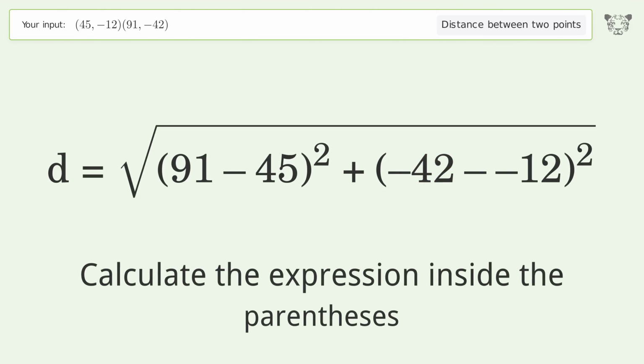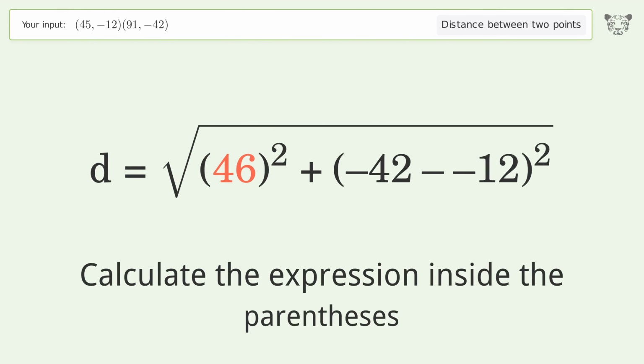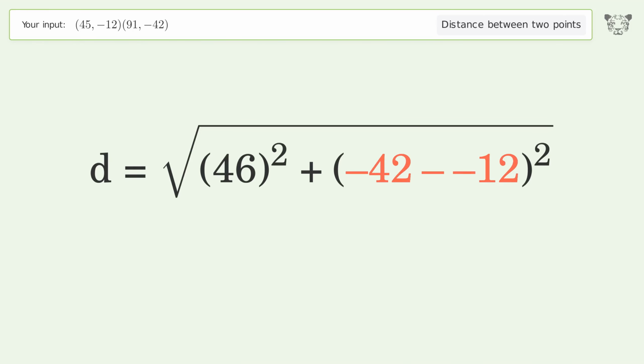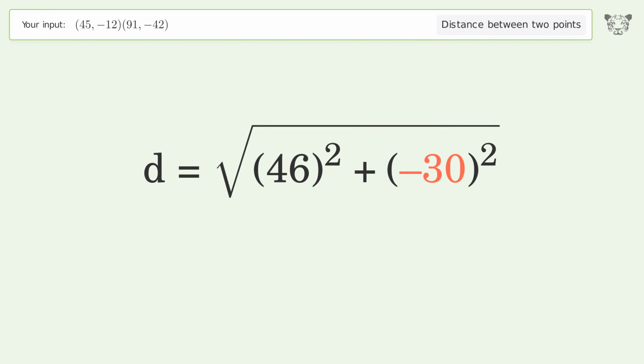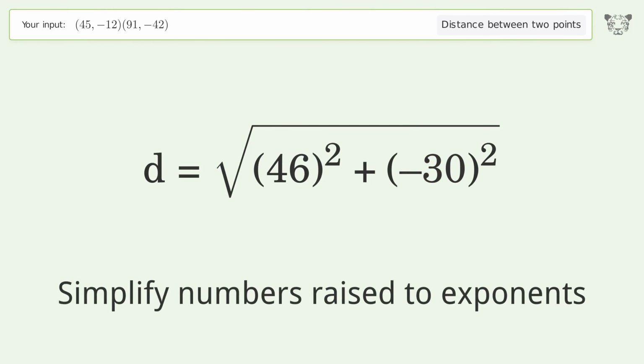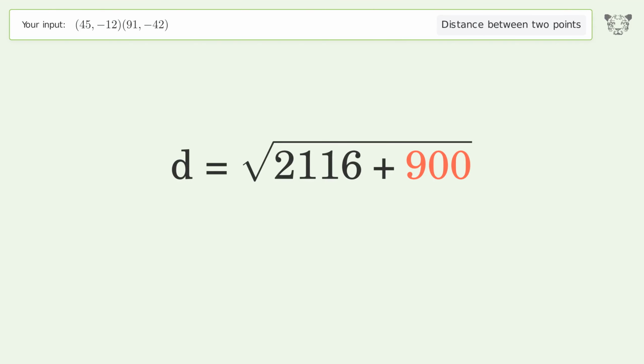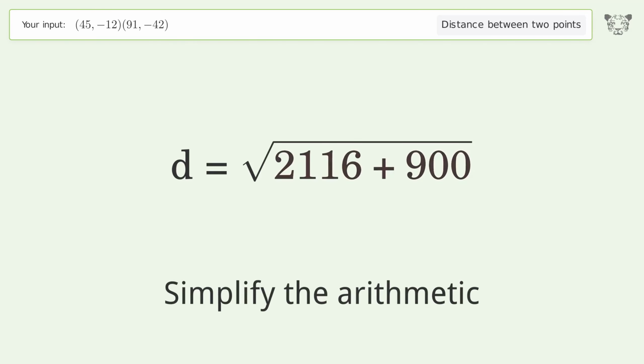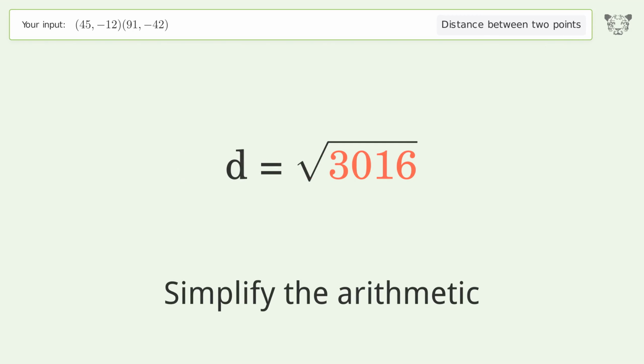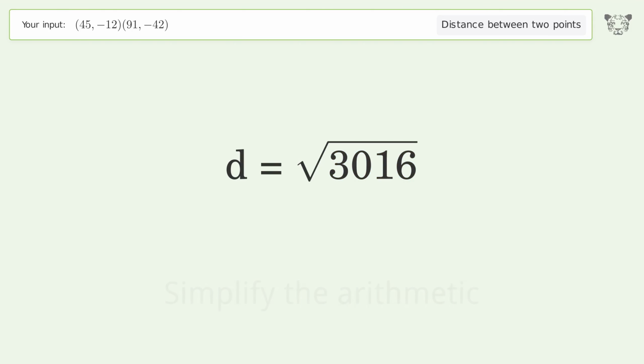Calculate the expression inside the parentheses. Simplify numbers raised to exponents. Simplify the arithmetic. And so the distance between the 2 points is the square root of 3016 or 54.918.